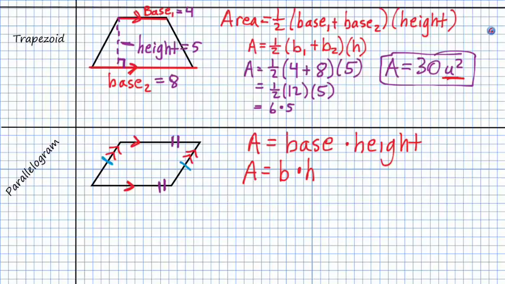So for the base, we choose one of those parallel sides. I'm going to go ahead and choose this one because it's at the bottom, and that seems natural for the base. So this is the base. And then the height will be related to the base in that it is the distance from one base to its parallel side. So this line here is the height.